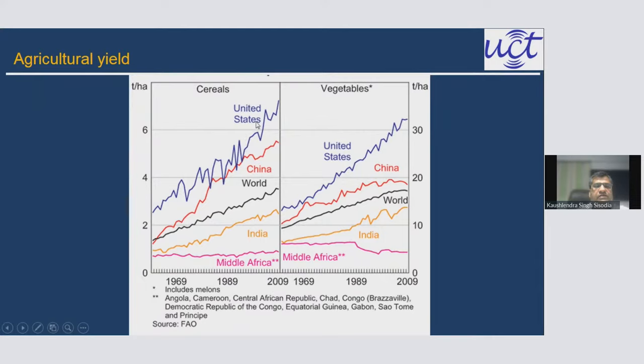In cereals, the United States was at the top, then China was the second one, and the rest of the world was even performing better compared to India. So in the past, almost 40 years, India has been underperforming compared to other countries, either cereals or vegetables. This is up to 2009, but now things are changing. India is performing better than the rest of the world, but still lagging behind compared to other countries.